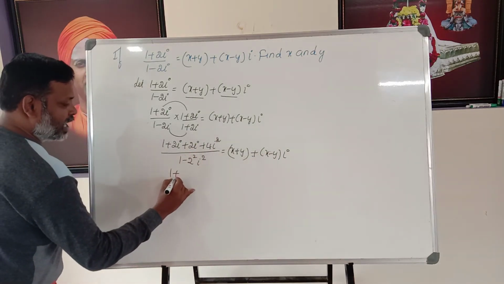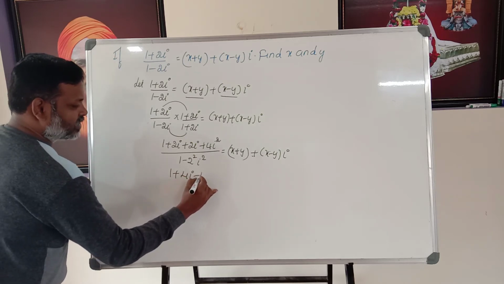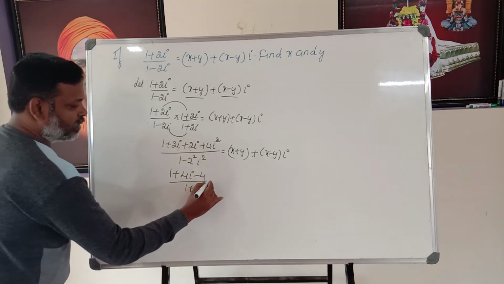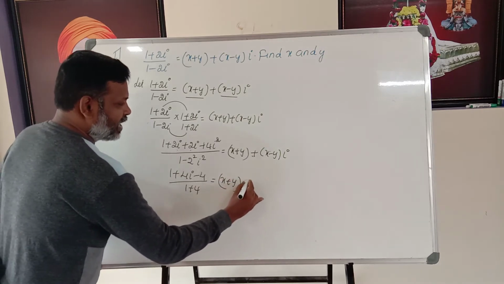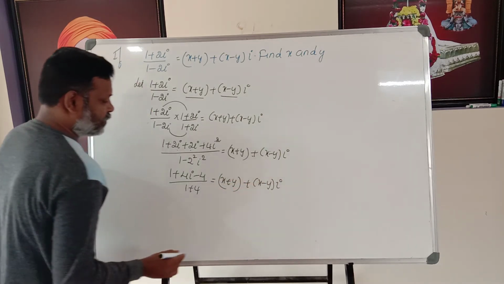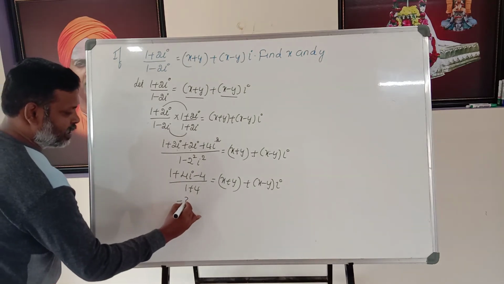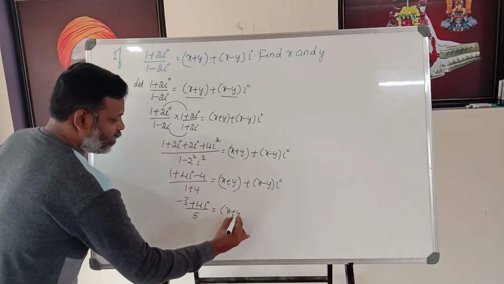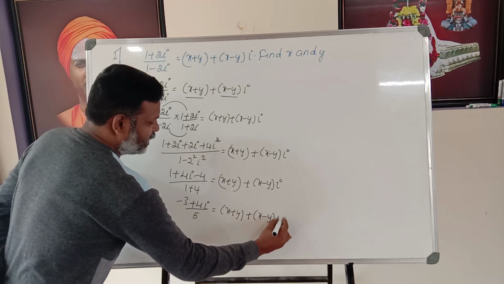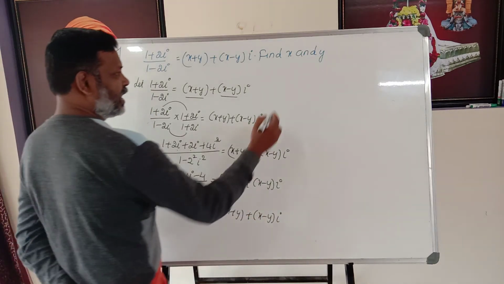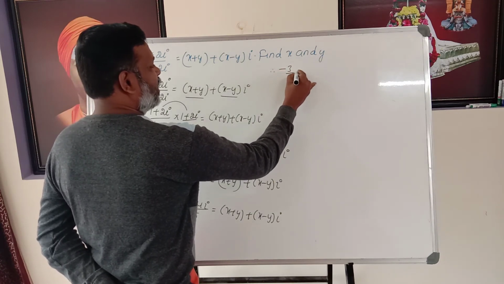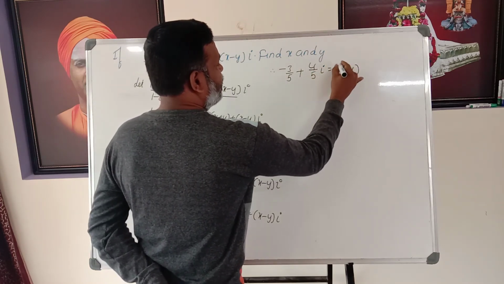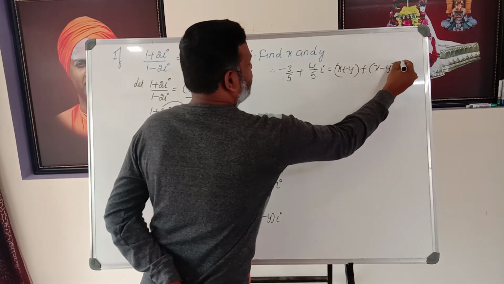By simplifying, 1 plus 4i minus 4 in the numerator, since i square is minus 1, and 1 plus 4 in the denominator, that is equal to x plus y plus x minus y into i. So simplifying, 1 minus 4 is minus 3 plus 4i divided by 5 is equal to x plus y plus x minus y into i. Now separate it: minus 3 by 5 plus 4 by 5 i is equal to x plus y plus x minus y into i.